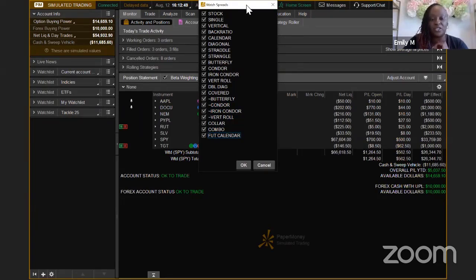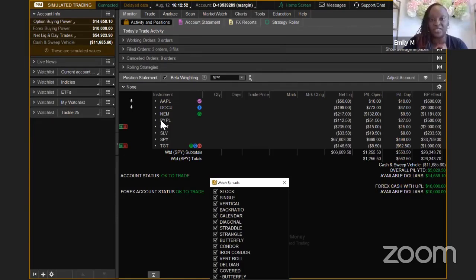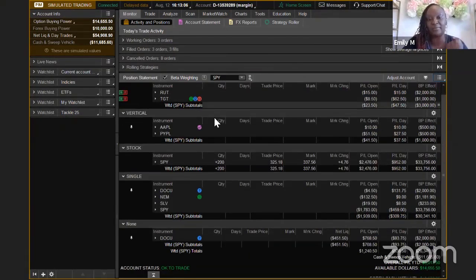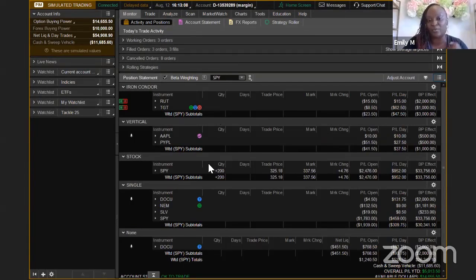So once again, just look at how the current default is. Everything is just kind of lumped in together. You can't tell what trade is what, or which system you're trading. Really no way of telling. But once you click this and then you group them by spreads, it then breaks it down, and now it categorizes everything by whatever system you're trading.